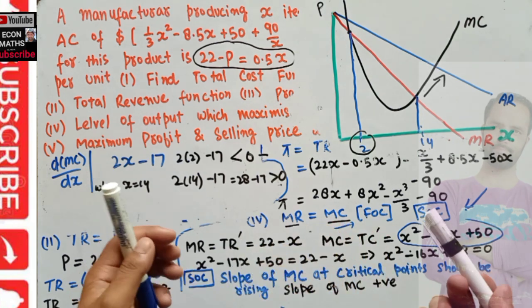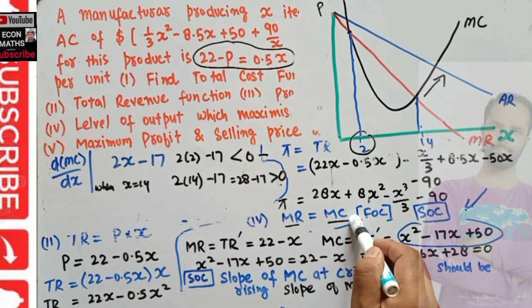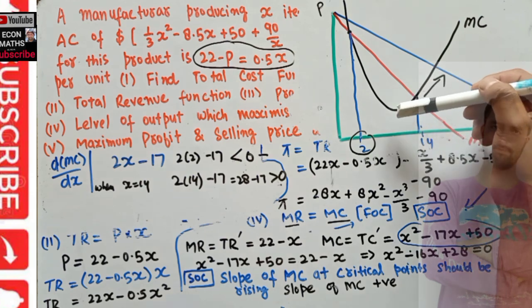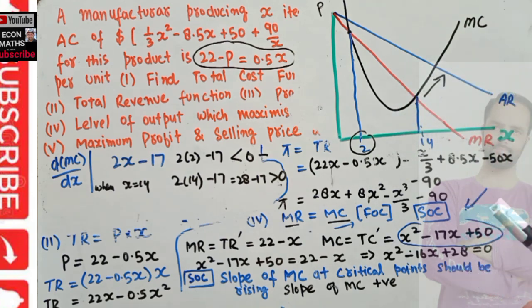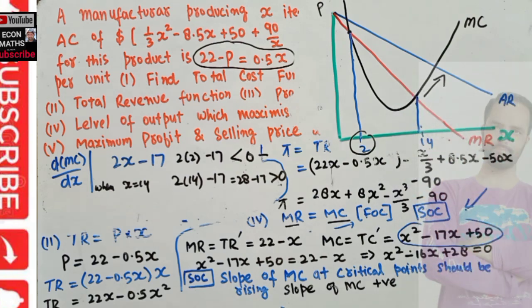So the two conditions for profit maximization are that marginal revenue should be equal to marginal cost, and the second order condition is that marginal cost should be rising at the intersection of the marginal revenue and marginal cost functions. This was about the fourth part: when x is equal to 14, profit is maximized.